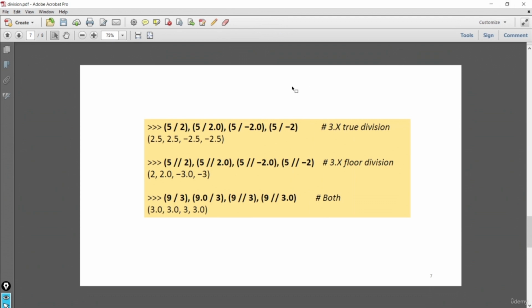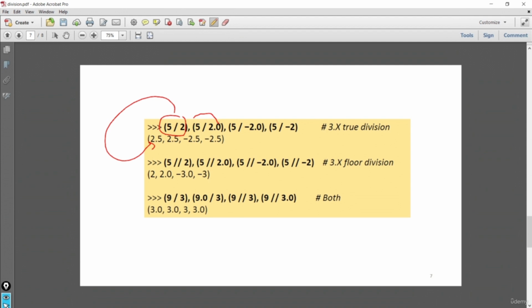Now we have division operations. Let's try to compare them and understand the differences between them. Again, we are making a practice here. These are all classical divisions. For classical divisions, the result is a floating point number. It doesn't matter whether one of the numbers is an integer or not. The result is always a floating point number. So for this one, the result is 2.5.